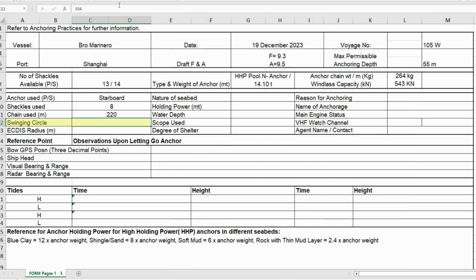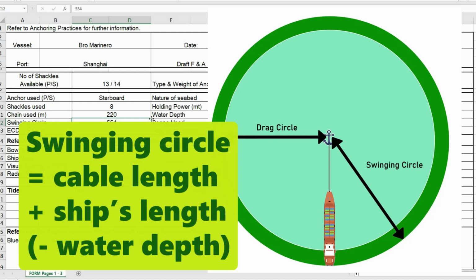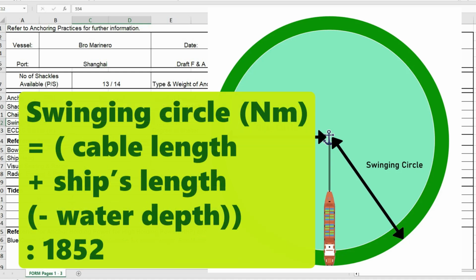Swinging circle. Usually the radius of such a circle is calculated by adding the length of the cable and the length of the ship. Some officers subtract the depth of water from this sum. To get this distance in nautical miles, divide everything by 1852.